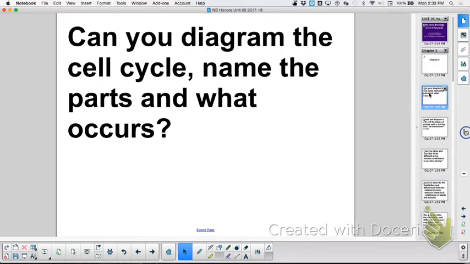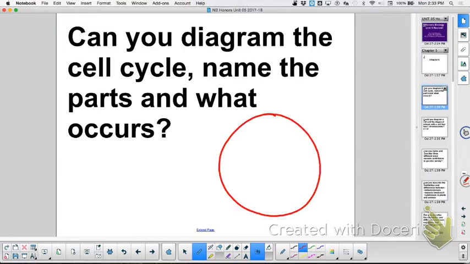So can you diagram the cell cycle and name the parts and what occurs? What would you tell me the cell cycle consists of? What would you have me draw? A circle. That's what I would draw too. Then what would you draw? A slice of pie? How big of a pie? Like this, maybe? Kind of like an upside-down Pac-Man with braces. And then you would say to me that this whole section right here is what?